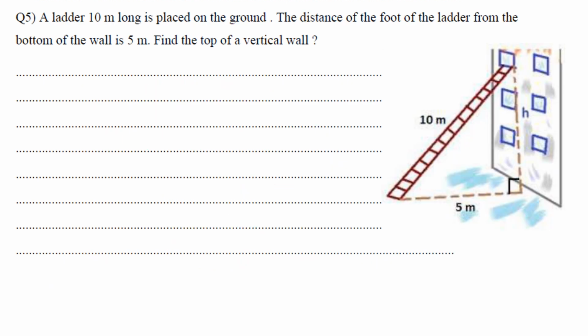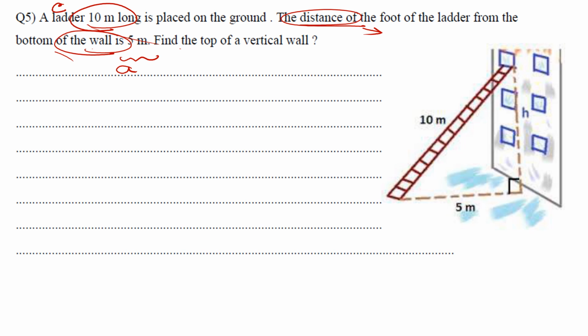Last question, a ladder 10 meters. So the ladder is always the C. The distance of the foot of the ladder. So distance is always the ground, which is A or B. And then the vertical height of the wall is always your A. Find the top of the vertical wall. Now what are they asking you? Let's see one more thing. The distance of the foot of the ladder from the bottom of the wall. So this is your B.